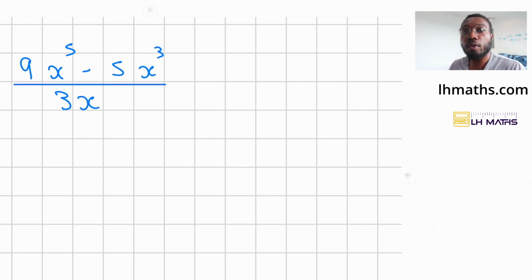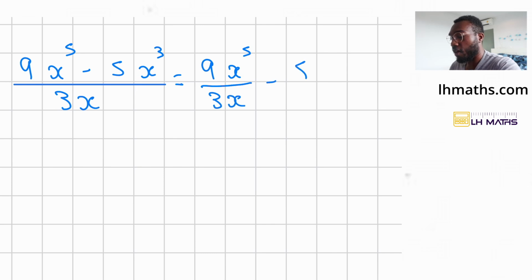Okay, so for this question, we do the same principle. So we have 9x to the power of 5 minus 5x to the power of 3, all divided by 3x. So we do the exact same thing. We split up the fraction. So we get 9x to the power of 5 divided by 3x minus 5x to the power of 3 divided by 3x. So if we start this off, we would get 9 divided by 3, which is 3.